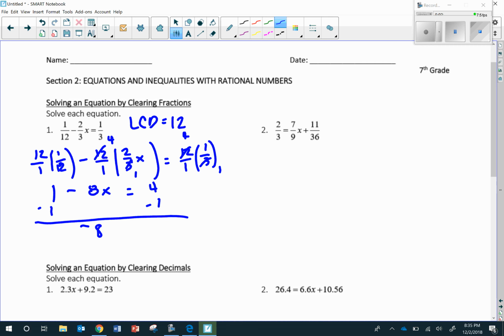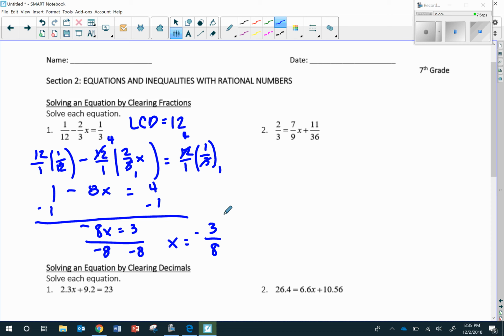I have negative 8x equals 3. To solve for x, I'm going to divide by negative 8. Don't forget that negative sign. And so x simply is negative 3 over 8. And I'm going to leave my answer as a fraction. Feel free to do that unless you are told otherwise.